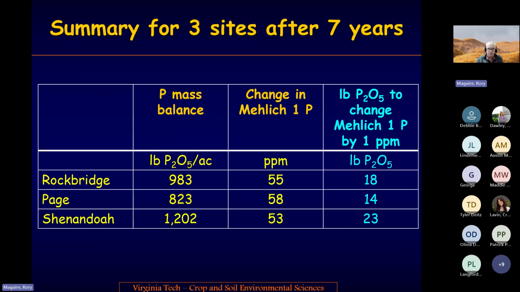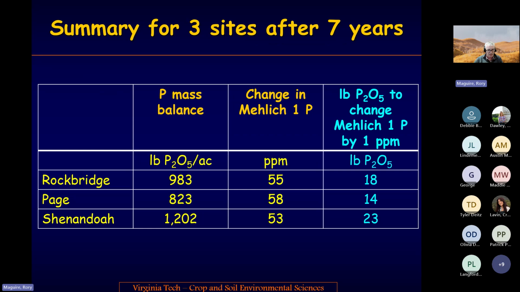So, summary for all 3 sites. We have the phosphorus mass balance, the difference between mining it and over applying, and the change in soil test phosphorus. So you divide the phosphorus mass balance by the change in Mehlich 1 phosphorus, and you end up with how many pounds of phosphorus it takes to change your Mehlich 1 by 1 part per million. And on average, it's about 18 pounds.